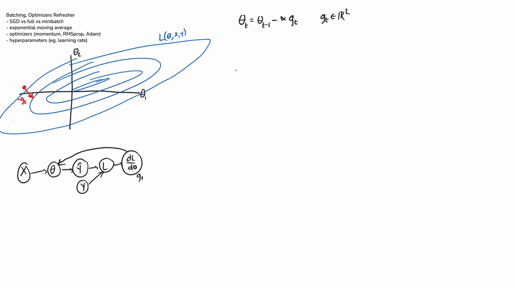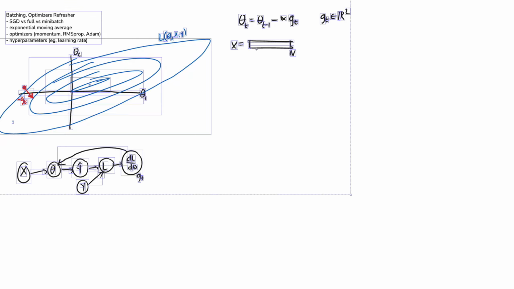Well first, let's get a little bit more practical about how we compute g_t. I think in the previous video, we were looking at just one data point. But in reality, you have a data set like this that has maybe n data points, where before we were thinking about just one of these n points.